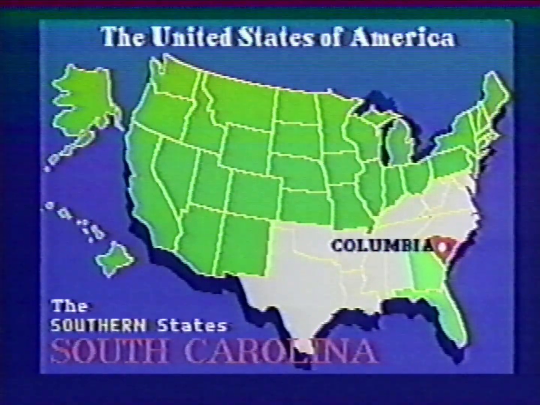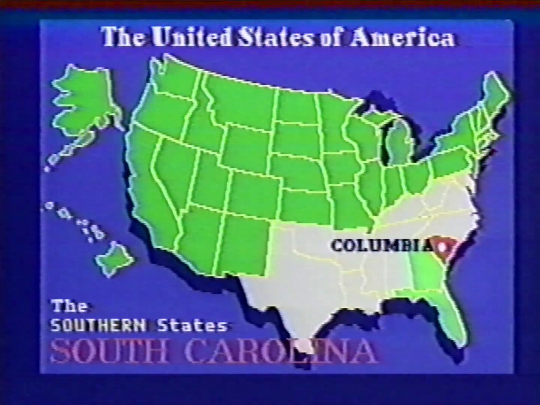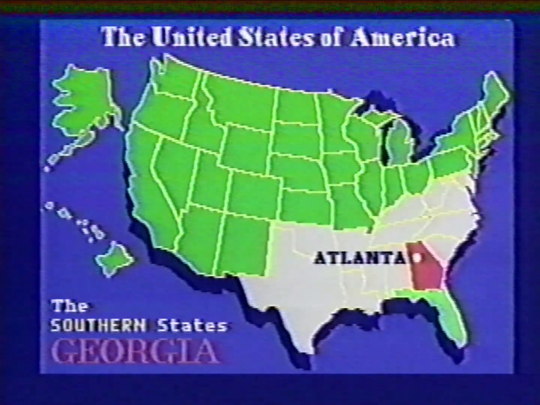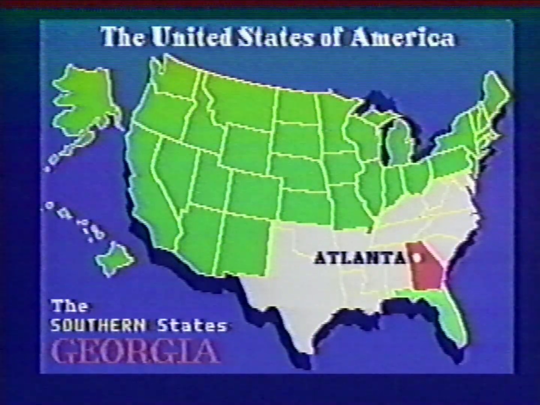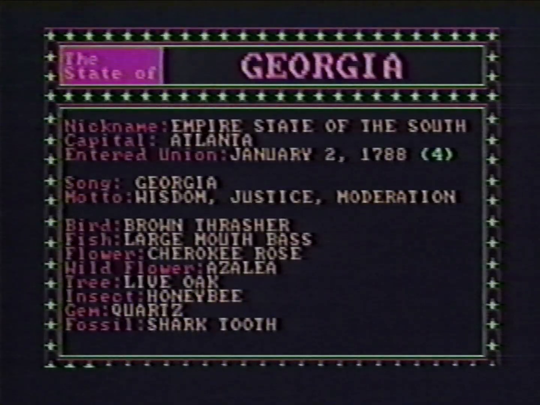The capital of South Carolina is Columbia. South Carolina was named for King Charles I of England. The capital of Georgia is Atlanta. Georgia was named for King George II of England in 1732.